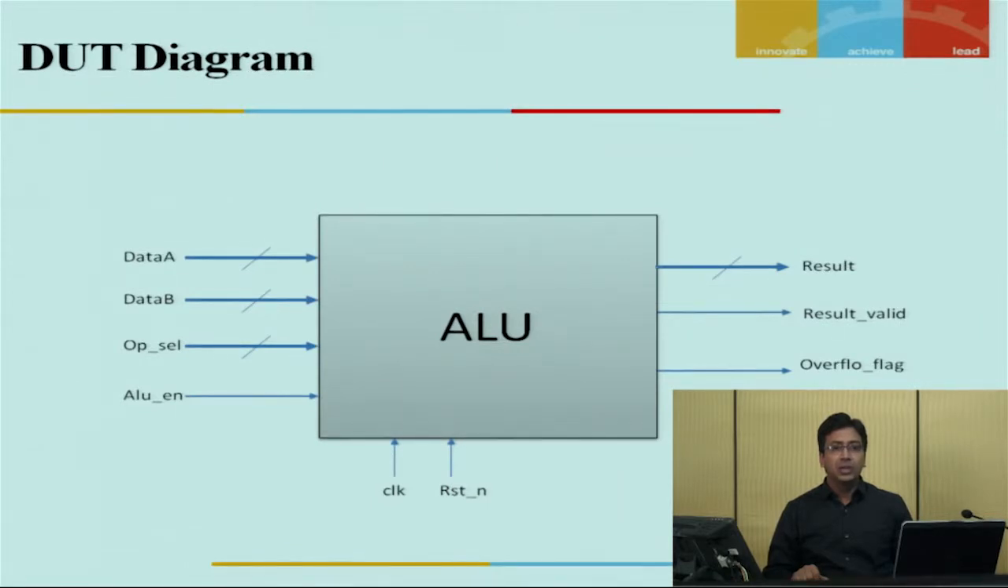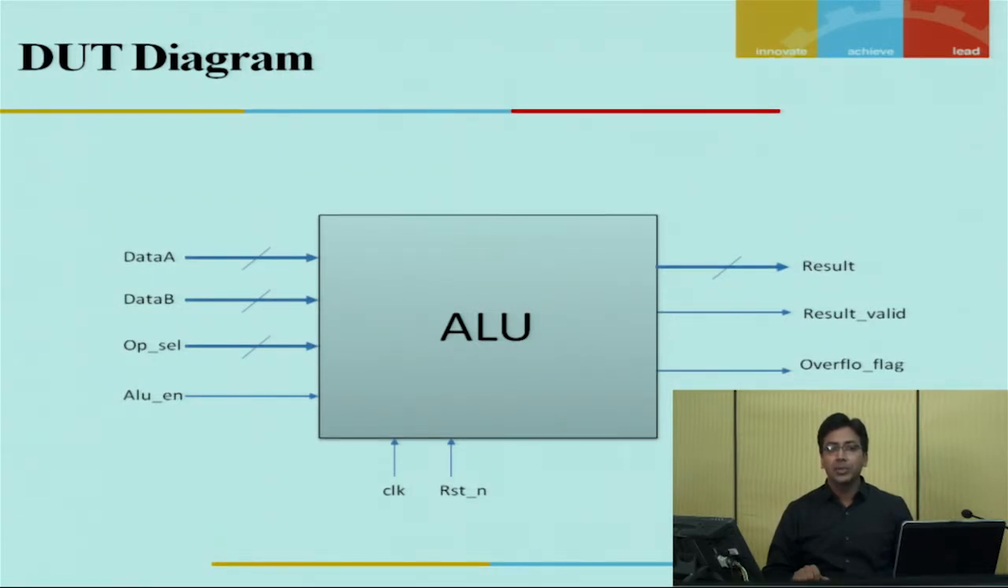So this ALU has 4 inputs and it will have 3 outputs. The inputs would be the multi-pin data bit, which is data A, data B. So these are the 2 input operands to the DUT ALU. Operation select, which tells what kind of operation the DUT is asked to perform. The ALU enable. So this will act as the prerequisite for the DUT. That is the trigger for the DUT. Only when ALU enable is high, the DUT would look at the other inputs and perform the operation.